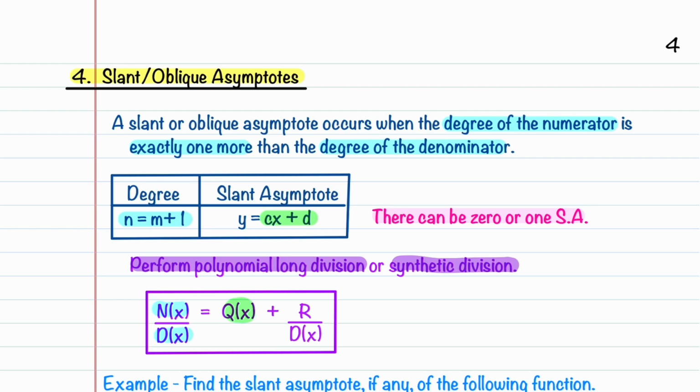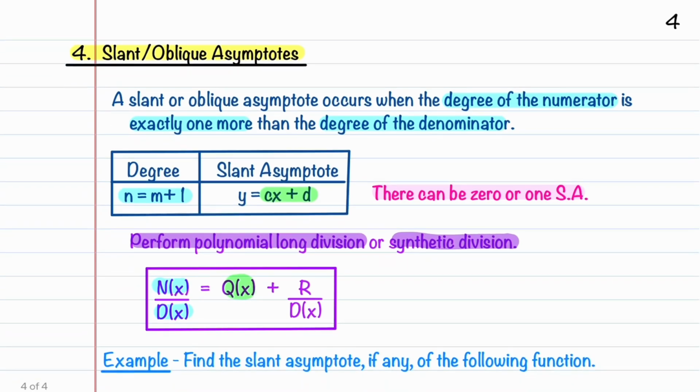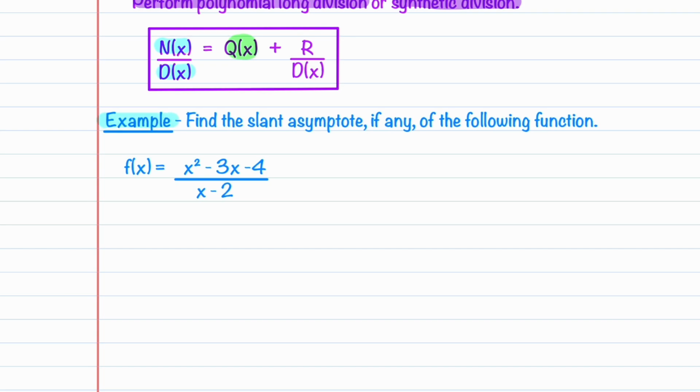The quotient is your slant asymptote. It is equal to cx plus d. Let's look at an example and see how this works. In this example, we are going to find the slant asymptote, if any, of this function.